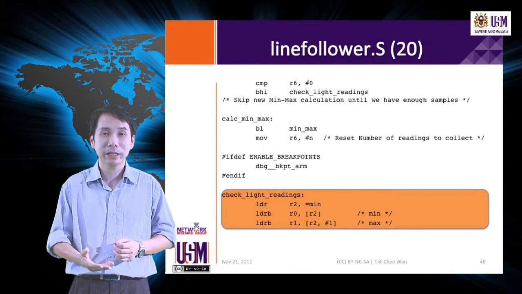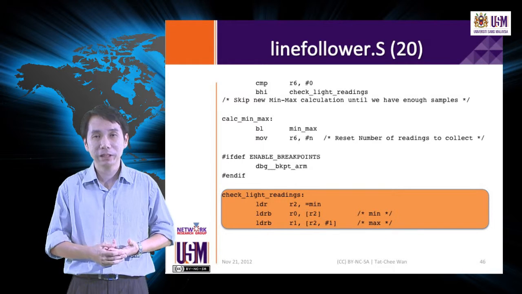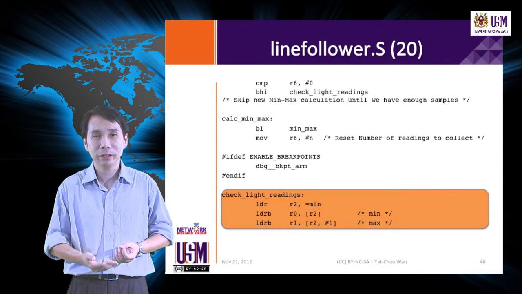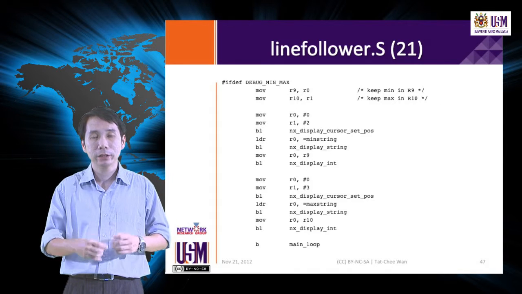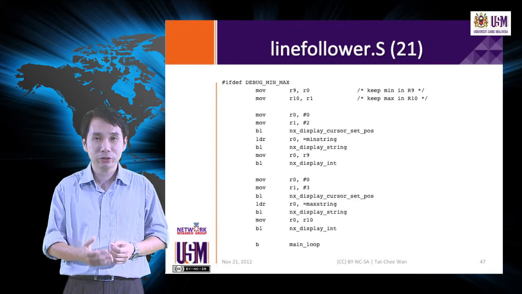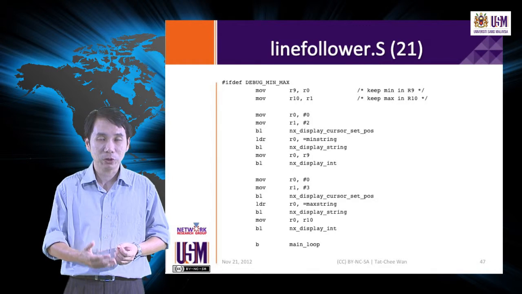Now comes the interesting part. Here, we want to check the values we have calculated for the minimum and maximum values of the readings and compare them against the range of values that we have defined previously. As I mentioned previously, if we have defined the debug min-max variable, we would then execute this portion of the program to display the minimum and maximum values that have been read. However, under normal operating process, this portion will not be executed or compiled.